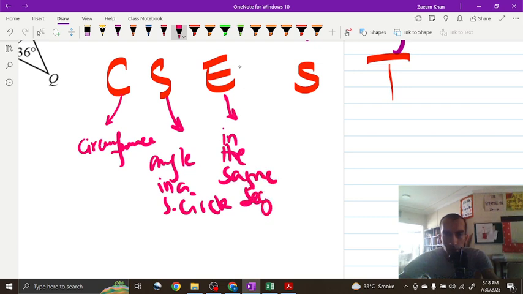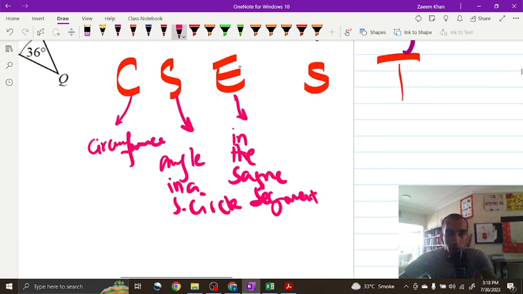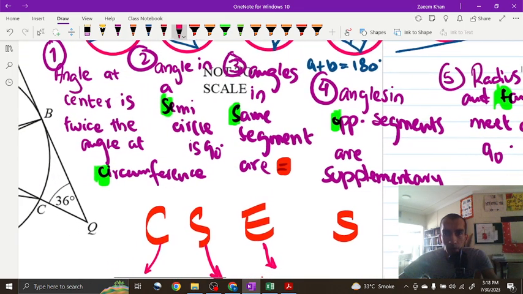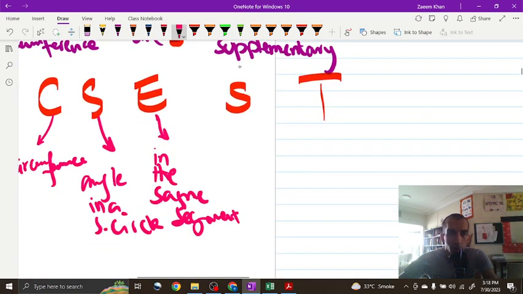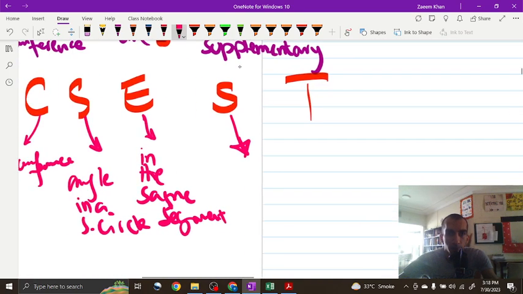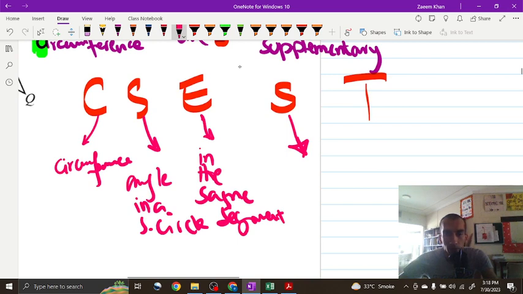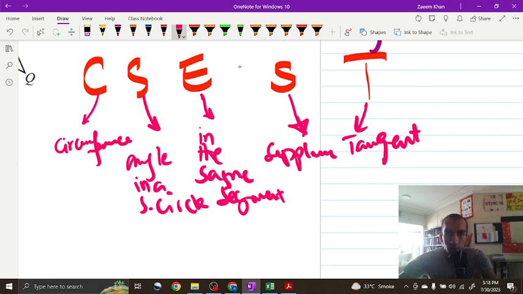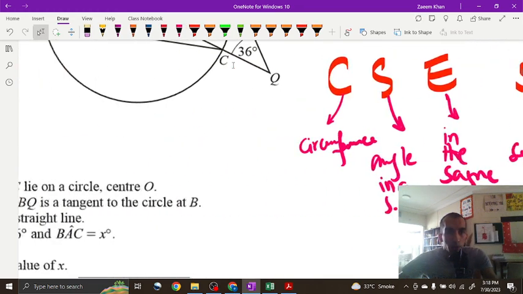Although that's a little stretch because the majority of them can be equal, but this is the only time we've actually written down. Perfect. And S? Supplementary. Angle in the opposite segment is supplementary. And what's the T for? Tangent. Perfect, that's a job well done. I'll be using that in school as well now. CSEST.